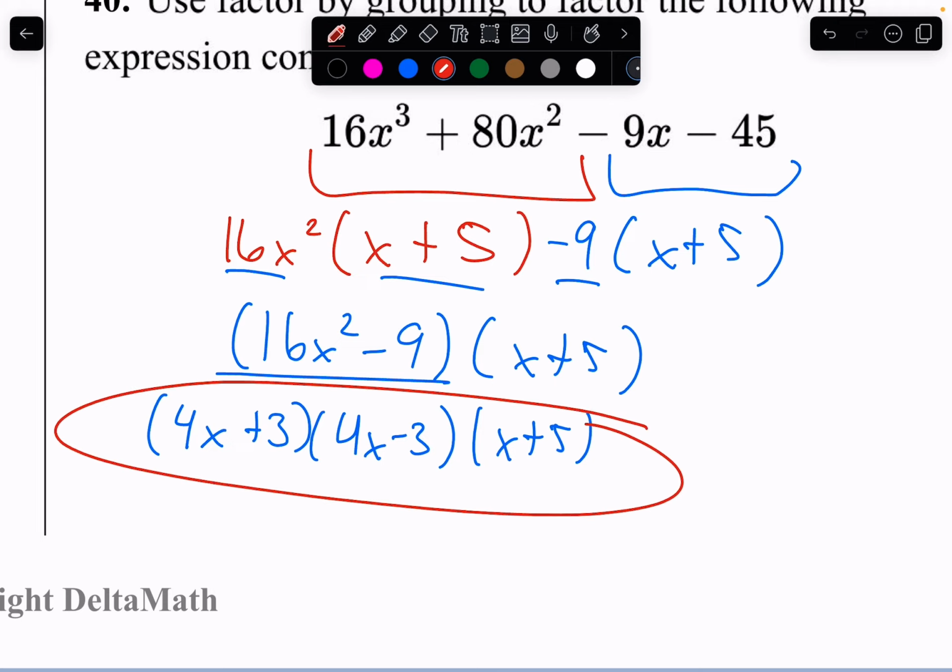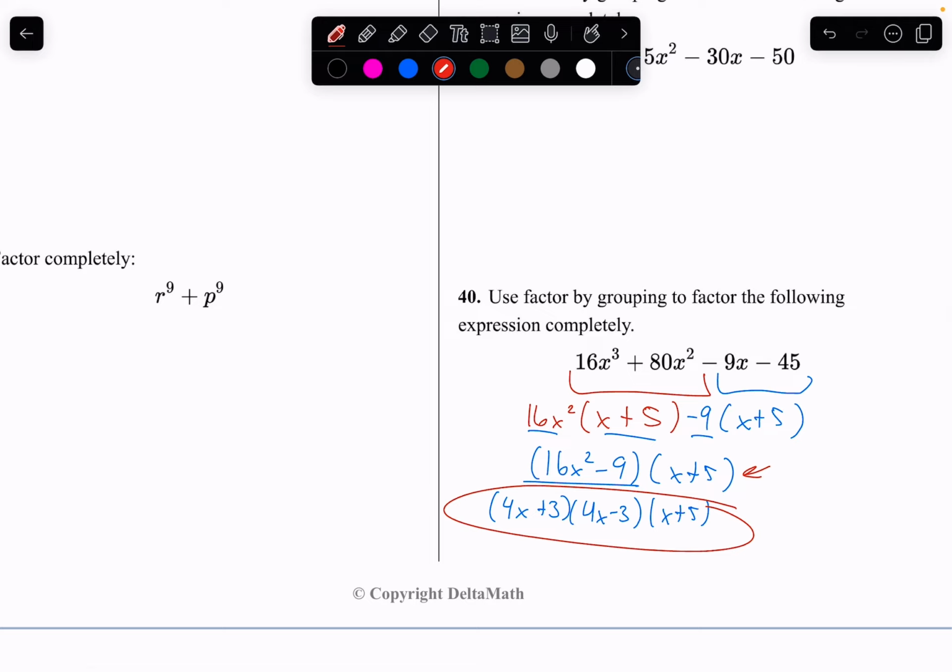This is your final answer. If you gave me the previous form as your final answer, that's incorrect because it's not factoring it completely. You factored, but you did not factor it completely.